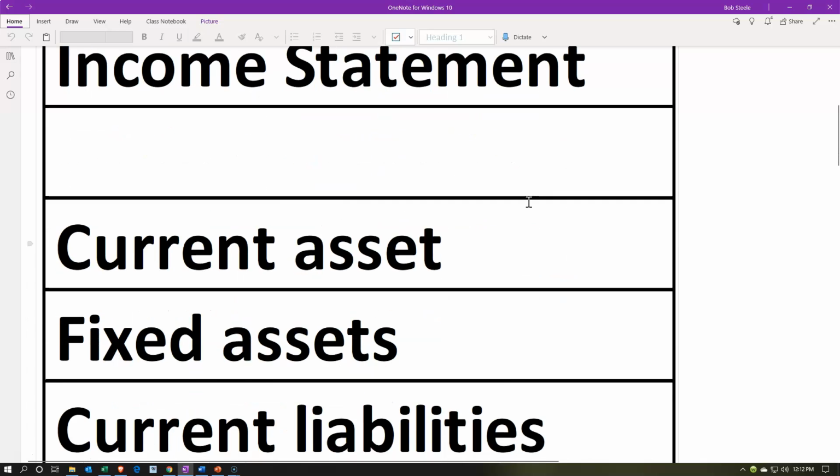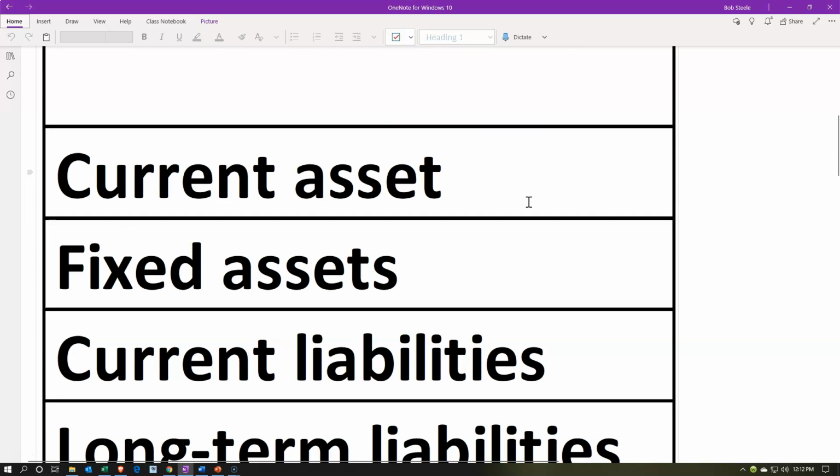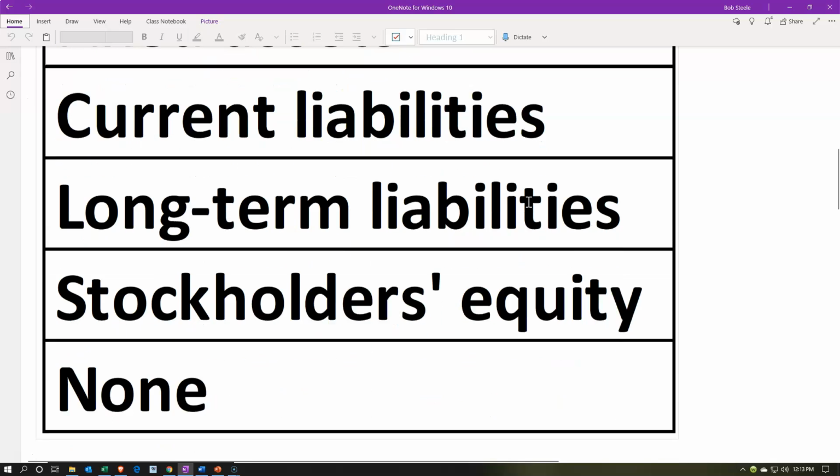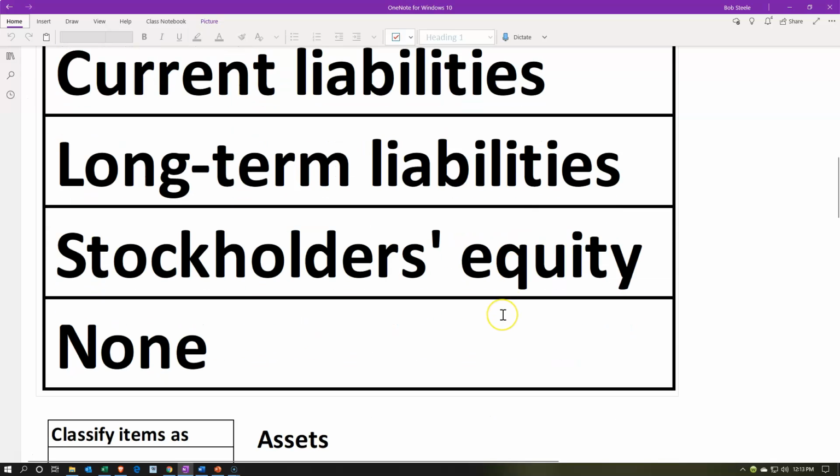Then we will further classify, focusing in on the balance sheet classifications for current assets, fixed assets, current liabilities, long-term liabilities, stockholders' equity, and then none for everything else, including the income statement accounts. So our focus here is really going to be on those balance sheet accounts, and we want to compare and contrast them to the income statement accounts.